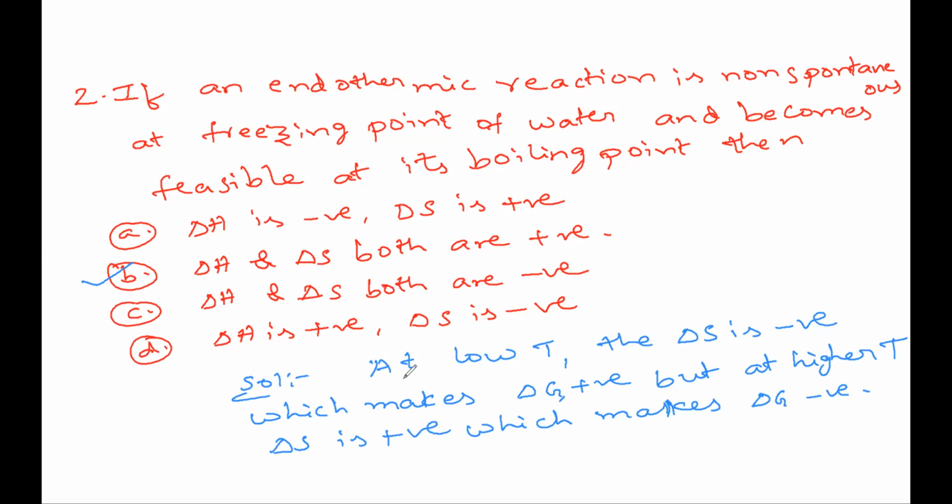And for this, the explanation is that at low temperature the delta S is negative. That's why it is non-spontaneous. As delta S is negative, automatically delta G becomes positive. So when delta G becomes positive, the reaction is non-spontaneous. But at high temperature, that is at boiling point 100 degrees C, delta S is positive, which makes delta G negative. I hope it is clear. So this is called the second question. So the answer is the second option.